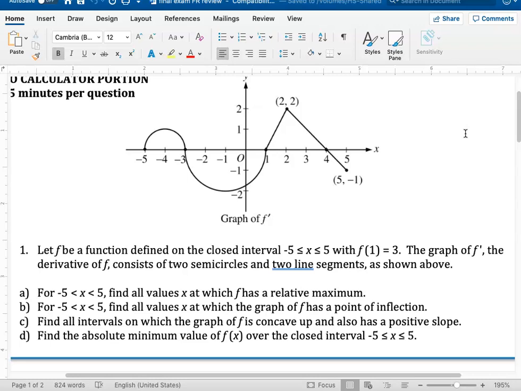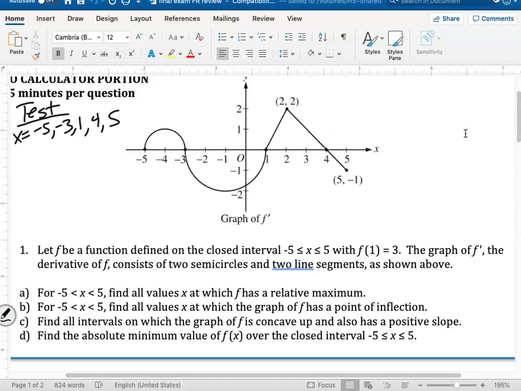All right. Find the absolute min of f over the closed interval from -5 to 5. When you find absolute maxes and mins, you have to test your critical numbers and your endpoints. Our critical numbers are where f prime is 0 or undefined. That would be -3, 1, and 4. So right now we are facing a test at x equals -5, -3, 1, 4, and 5. Now, they only asked us for the minimum.